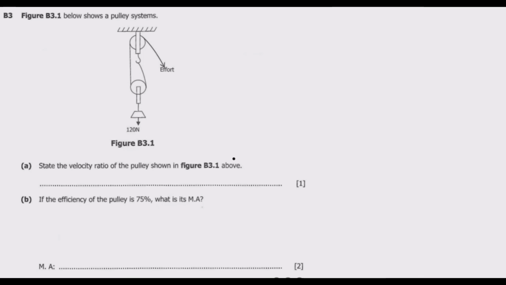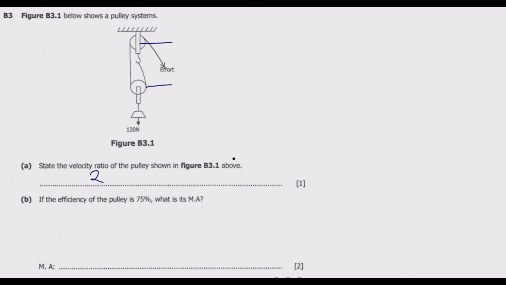Let us look at question B3. Figure B3.1 below shows a pulley system. We have the effort and 120 Newton as the load. State the velocity ratio of the pulley shown in figure B3.1 above. That's question A. When you're dealing with pulley systems, the velocity ratio is equal to the number of wheels in the pulley system. So we have 1, 2. These two are the ones that we need to count to give us the velocity ratio.